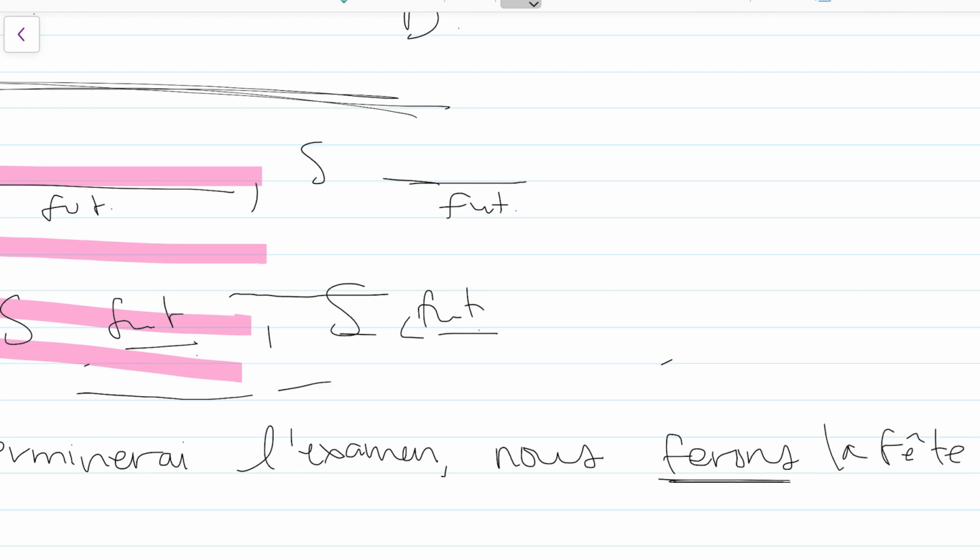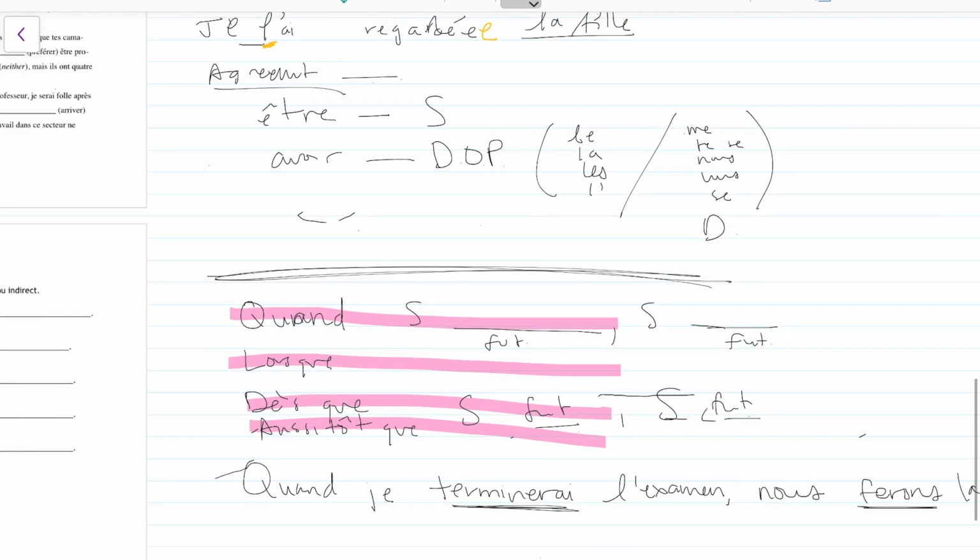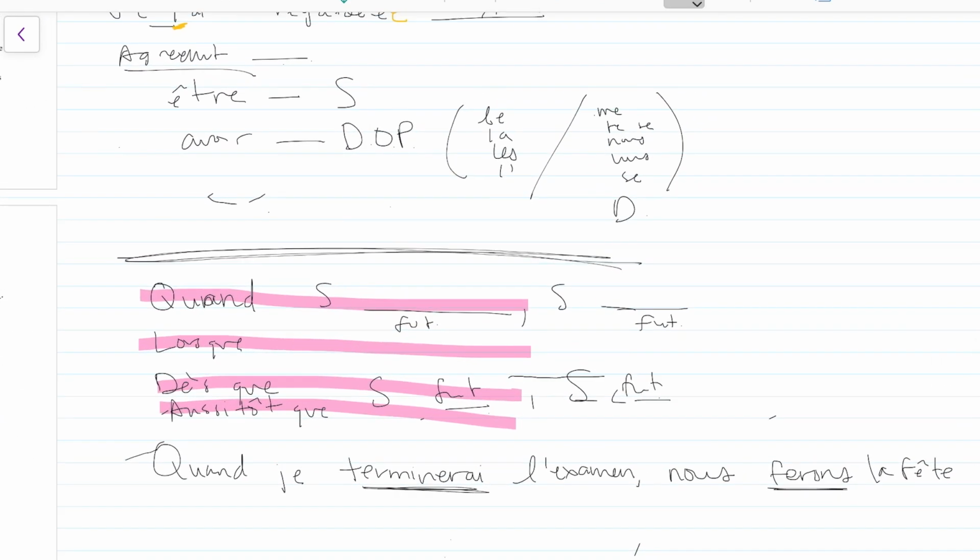Okay. So we see feront here, and we see terminerai here. So both of these are future tenses. Now, if I want to flip it around, my quand je terminerai l'examen, everything before the comma, we'll switch to the other side, and that's fine.